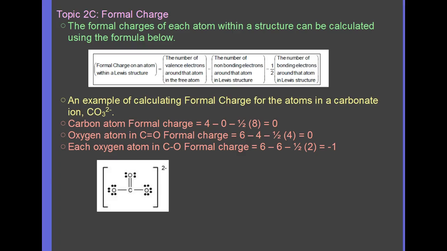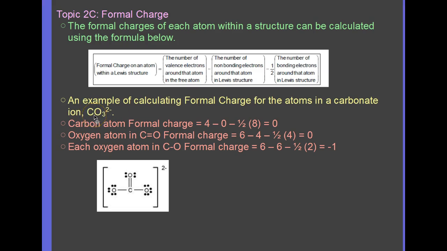Still on topic 2C for AP Chemistry, Unit 2, we're going to talk about formal charge and some other items. The formal charge of each atom within a structure can be calculated using this formula below. It's the number of valence electrons around the atom, in a particular atom, that are free, minus the number of non-bonding electrons around that atom in the Lewis structure, minus 1/2 the number of bonding electrons around the atom in the Lewis structure. So, an example of calculating formal charge for atoms in a carbonate ion, CO3 2-.